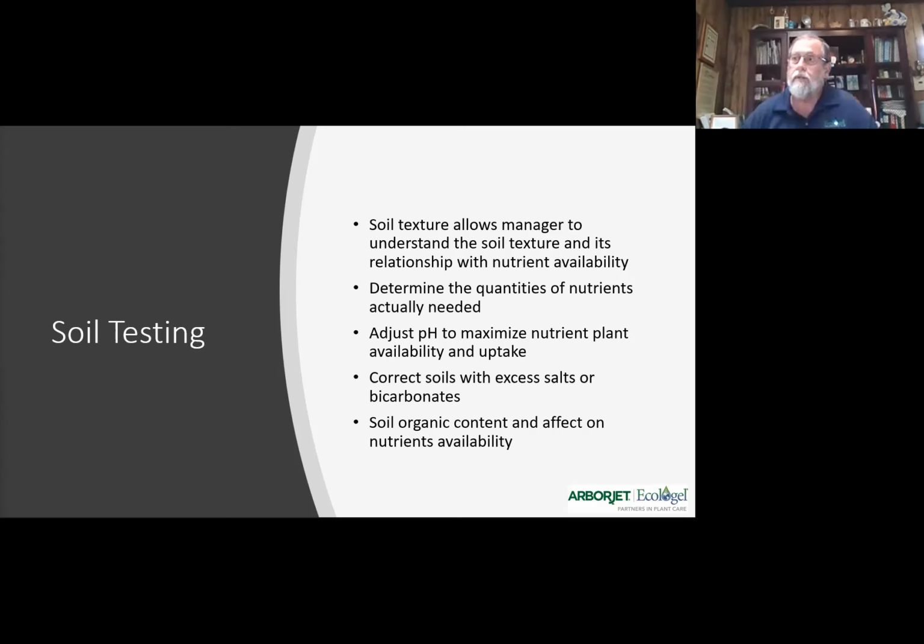Also, what's important is that you know what the soil pH is, because pH is very important in how available nutrients are in the soil for the plant to use. The soil test also allows you to identify if you've got excess salts or bicarbonates and whether you need to treat for those. And then finally, it tells you how much organic matter you have in the soil and how that may affect nutrient retention and use throughout the season.